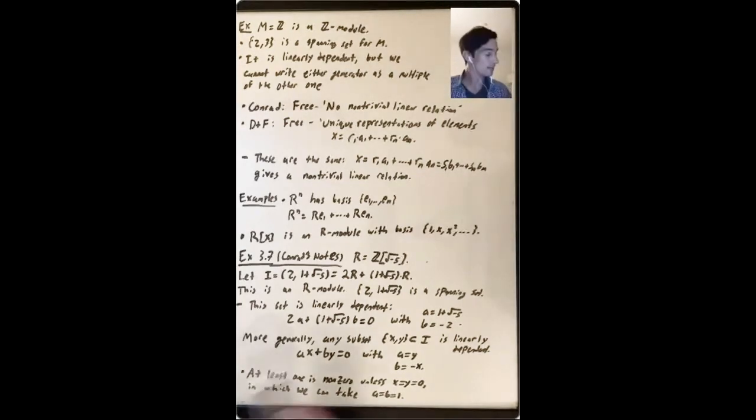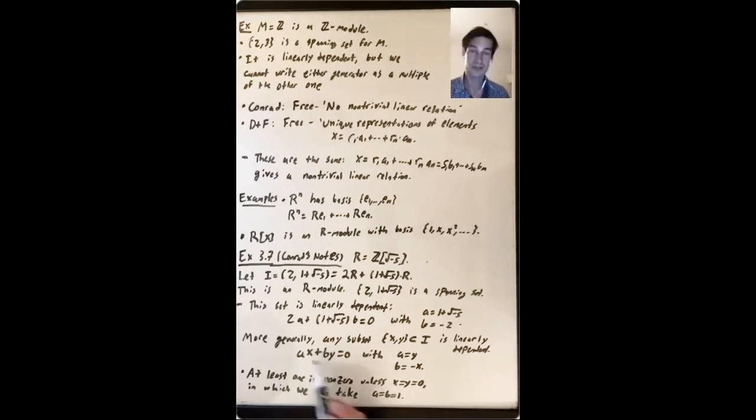So what are we seeing? This spanning set is not a basis because it's linearly dependent. What about some other basis of size 2? Well, if you take any subset of two elements, x and y, in I, you get something linearly dependent.